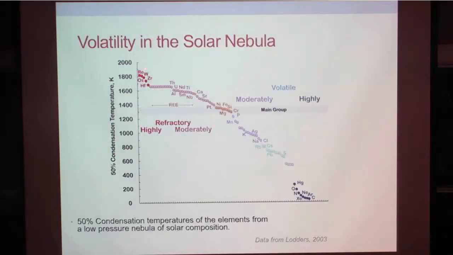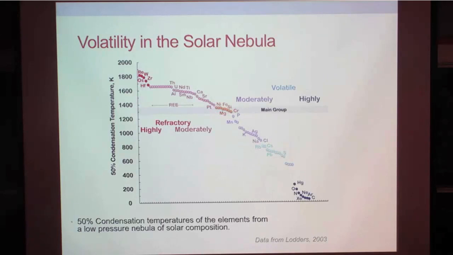Here's a plot of the 50% condensation temperatures of elements from a low pressure, like 10 to the minus 4 torr, something like that. Very low pressures, the temperatures at which they'd condense. The highly refractory elements, here's the rare earths, strontium. All of these things condense at temperatures above the major elements, the things that compose most of the Earth: iron, silicon, magnesium, nickel.